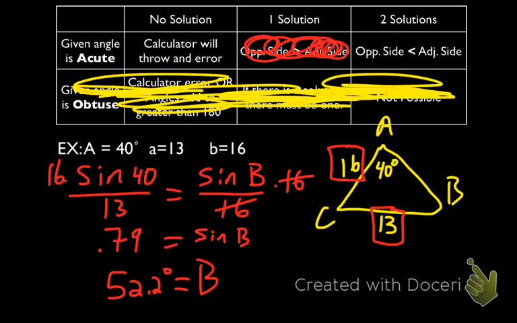B is 52.2 degrees. I'm going to write that into my triangle here. 52.2 degrees. And then what must my other angle be if that's 52.2? 87.8. 108 something, I think. Yeah. Listen to the dumb kid. That's the right answer.